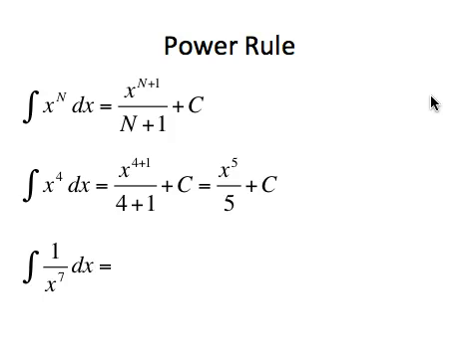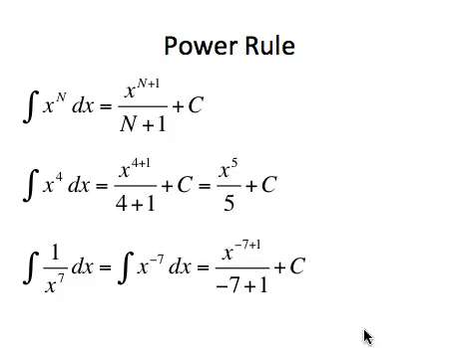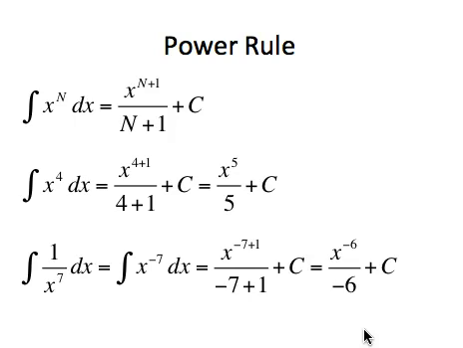How about the antiderivative of 1 over x to the 7th dx? Now given our power rule, we want to write 1 over x to the 7th as a power. That of course is x to the negative 7. Then we kick up the exponent by 1: x to the negative 7 plus 1 over negative 7 plus 1, plus c, plus any arbitrary constant. So we get x to the negative 6 over negative 6 plus c.